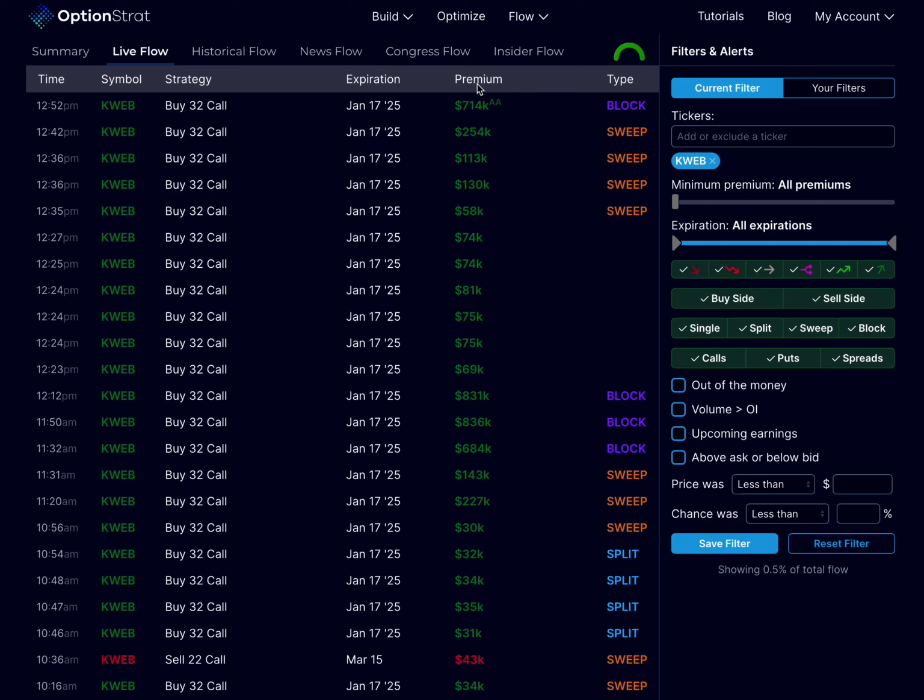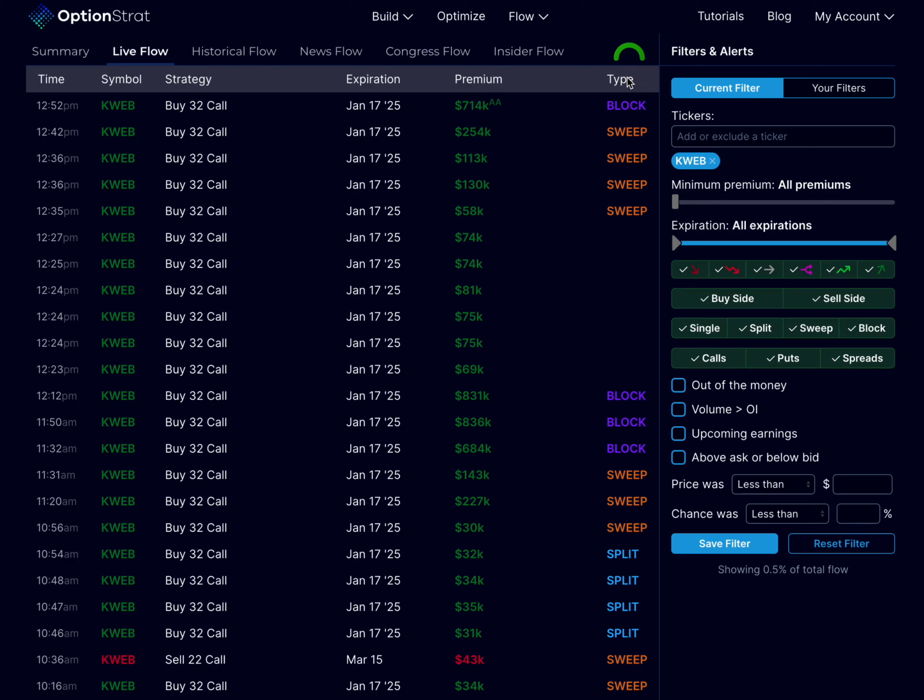And we can see the amount of premium that was put into these trades. That's $715 million a few minutes before the close today. And see that little AA behind there? That was above the ask. So in other words, somebody went in and said, I really, really want this. If they're asking $1 for it, I'll pay $1.10. I just want to get all I can get my hands on, okay? Then we also see the type of trade over here.